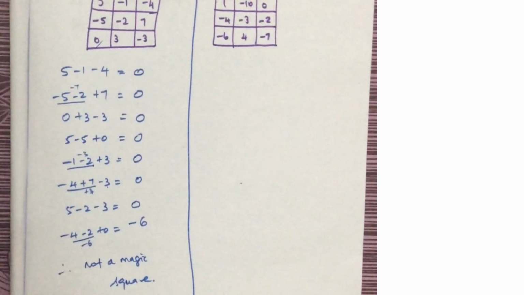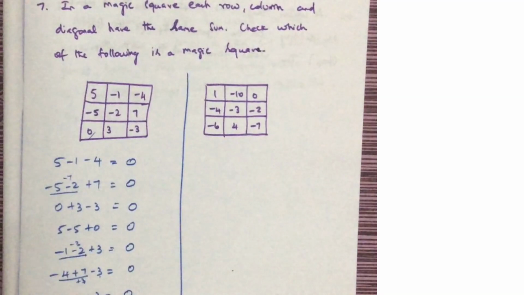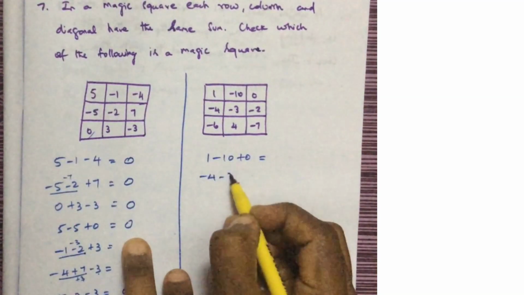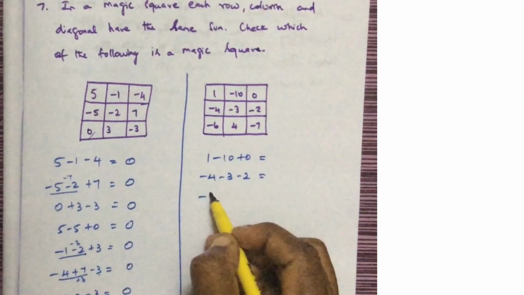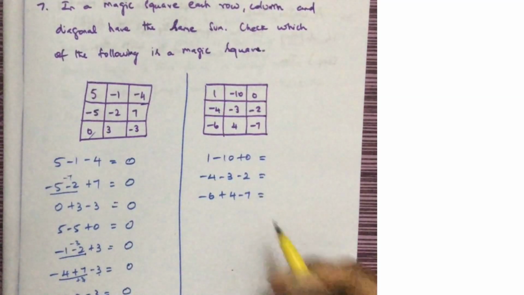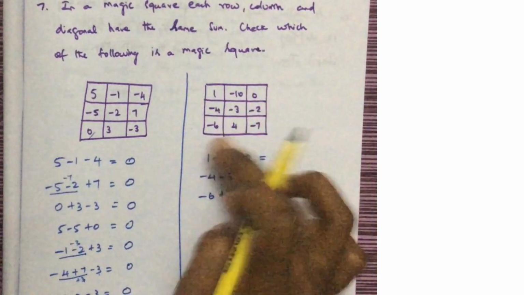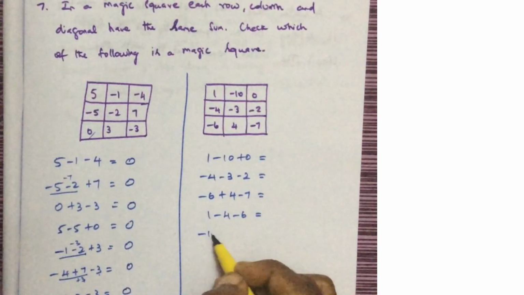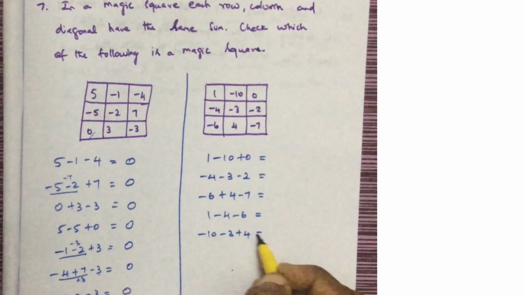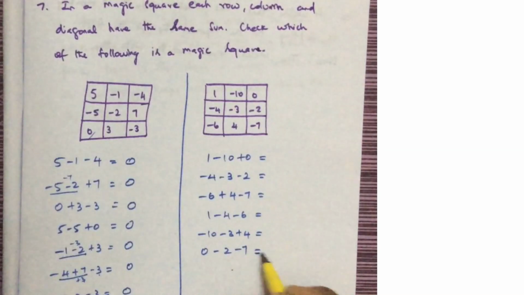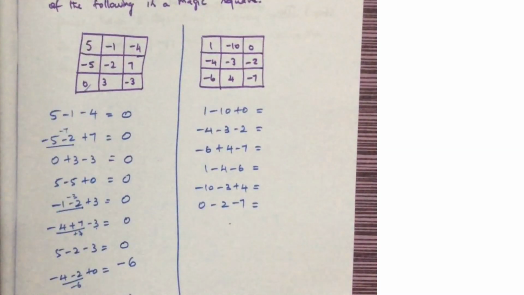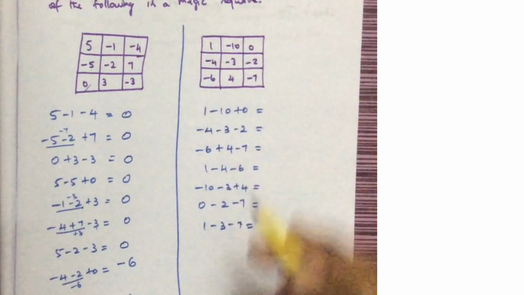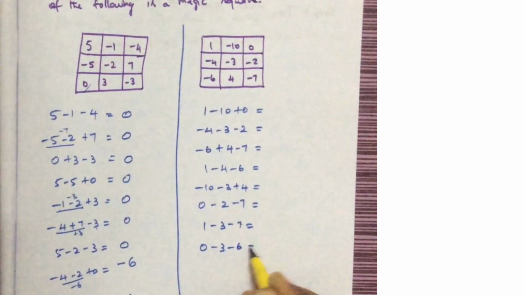Okay, let me check here. Row wise: 1 minus 10 plus 0, minus 4 minus 3 minus 2, minus 6 plus 4 minus 7. So this is row wise. Next, column wise: 1 minus 4 minus 6, minus 10 minus 3 plus 4, 0 minus 2 minus 7. And then diagonal wise: 1 minus 3 minus 7, and this is 0 minus 3 minus 6.